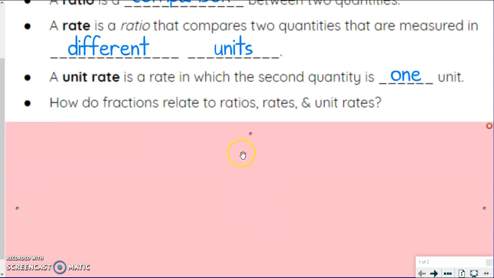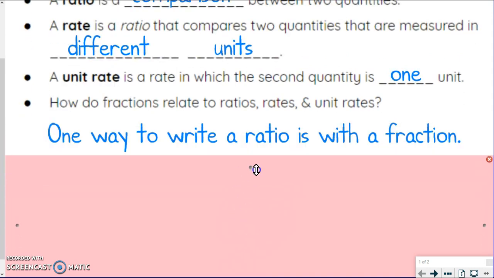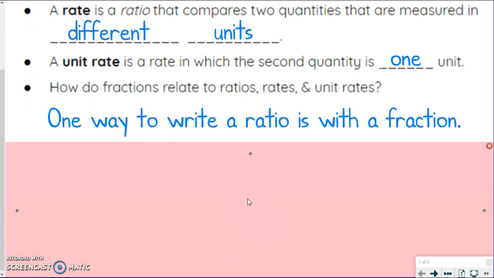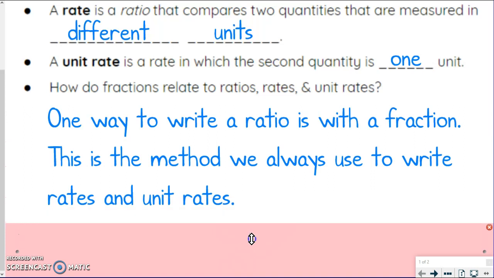So how do fractions relate to ratios, rates, and unit rates? Well, we already know that with ratios, one way to write a ratio is using a fraction. So there's those two other ways, the colon and the word "to," but a fraction is how you can write a ratio. And since rates and unit rates are very similar to ratios, we can also write them as a fraction, and that's the main way, or really the way we always write rates and unit rates. So that's how you'll always see them, written as a fraction.